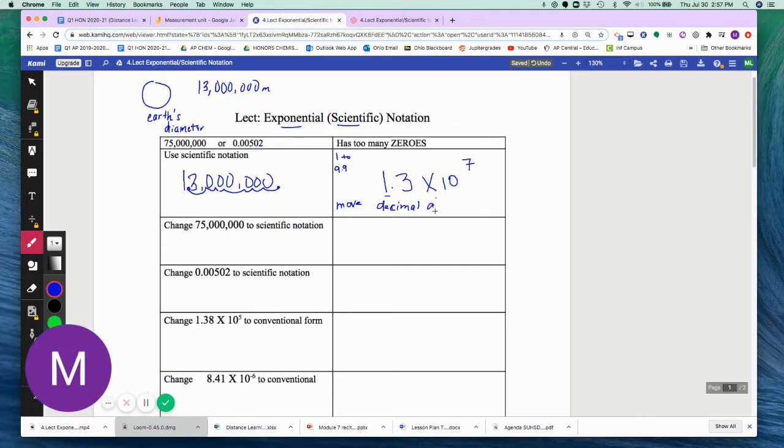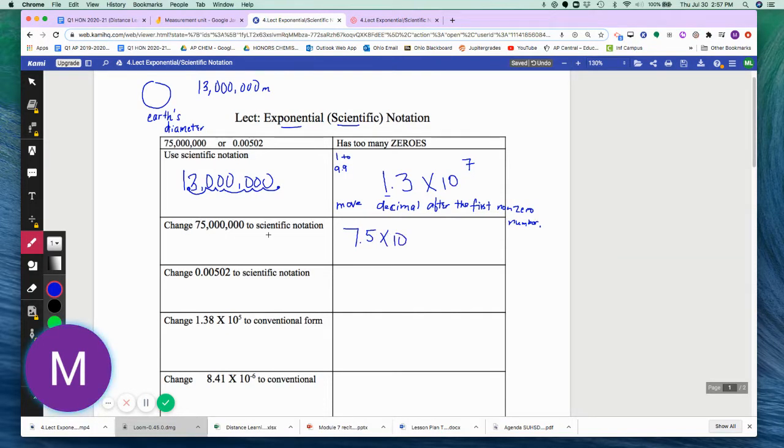Okay, so first the rule is that you have to move the decimal after the first non-zero number. The first non-zero number is a 1, so you have to move it after the 1. So change this to scientific notation. You're going to move it between the 7 and the 5. So it will be 7.5 times 10.